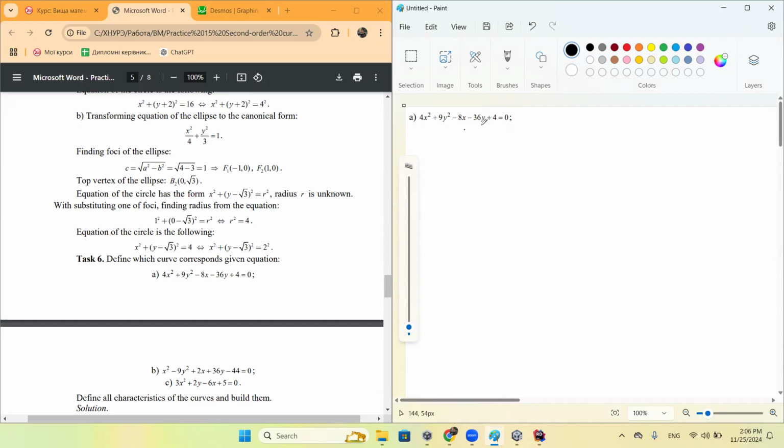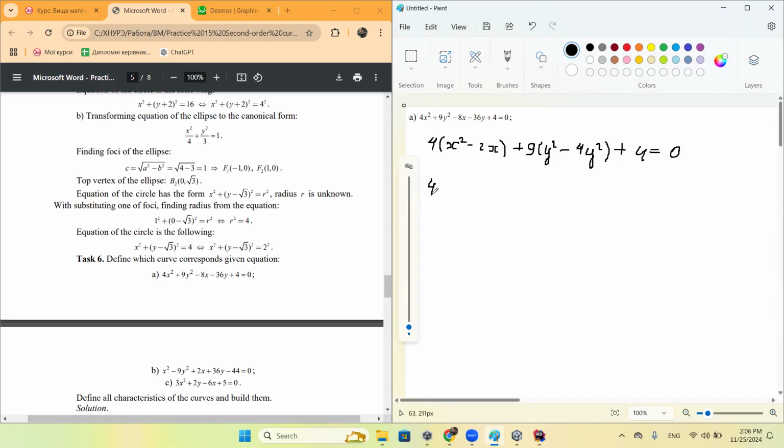So let's go. First of all, let's group all of them. So I can group x with x, and also I can divide it by 4. So 4 times x in power of 2 minus 2x plus 9, analogically y to x, y in power of 2 minus 4y plus 4 equals 0.